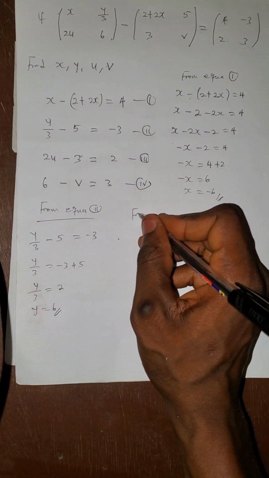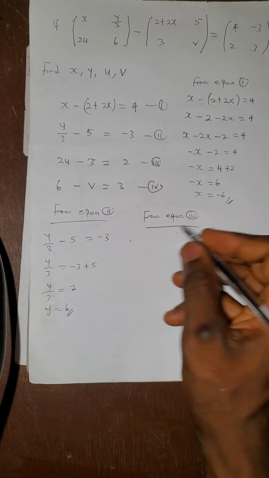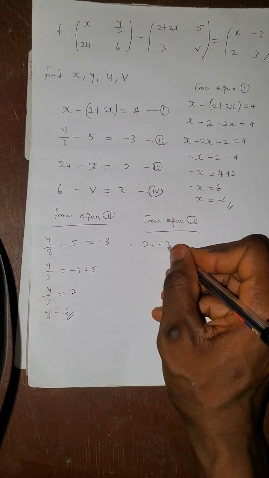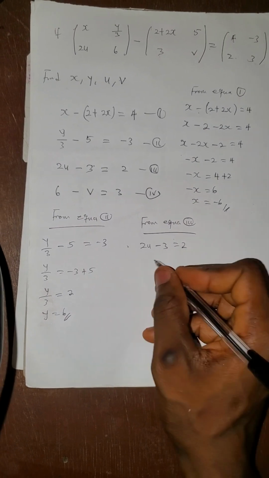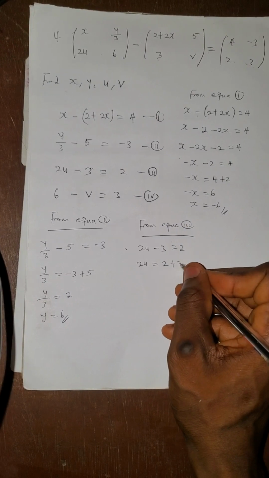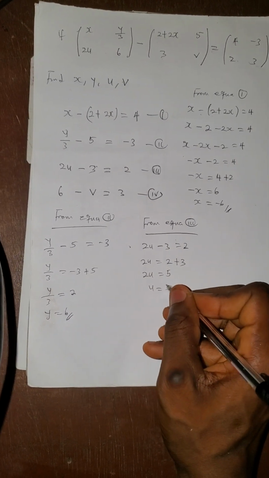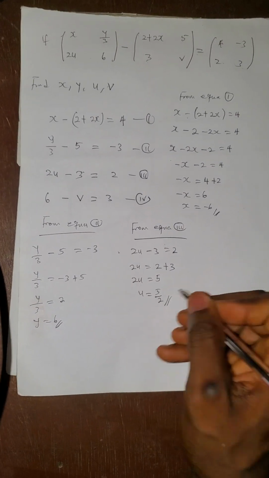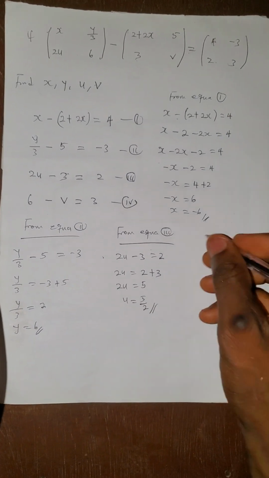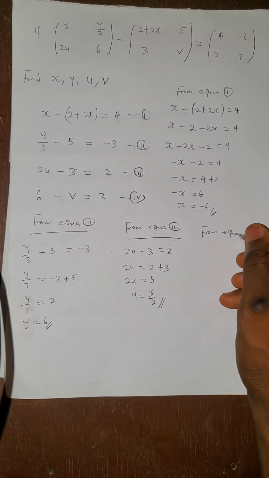So let's go from equation 3. We have 2u minus 3 to be equals to 2. So 2u will be equals to 2. If you take minus 3 to this side, it becomes plus 3. So 2u will now be 5. U will be 5 over 2. That's from equation 3.